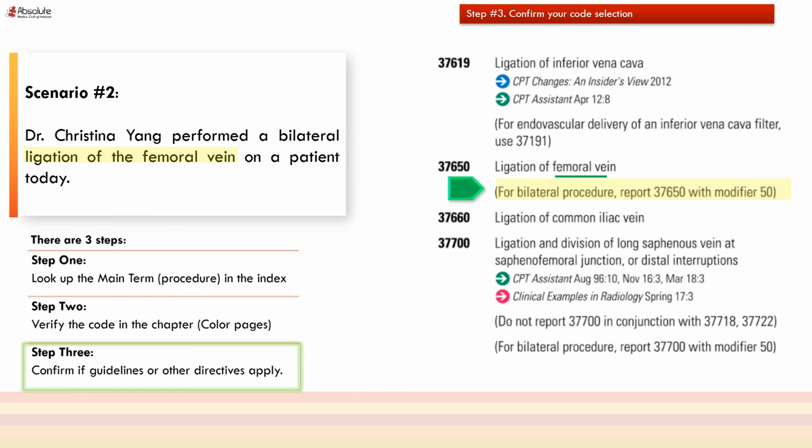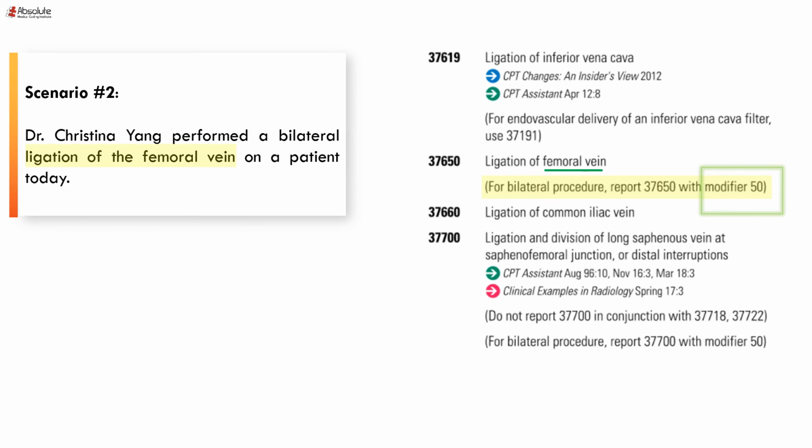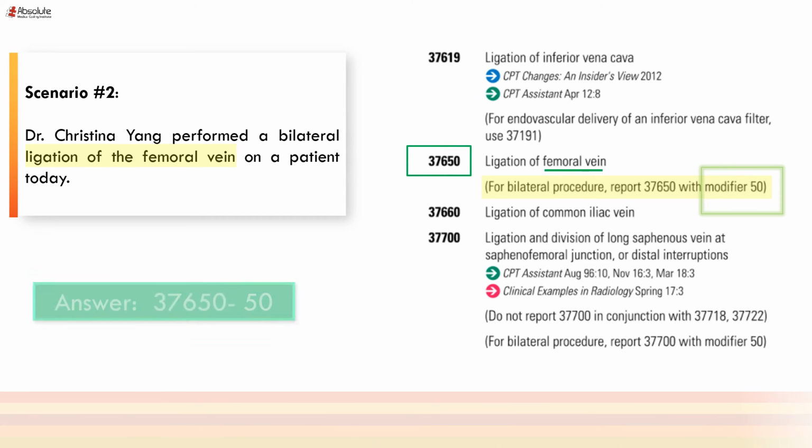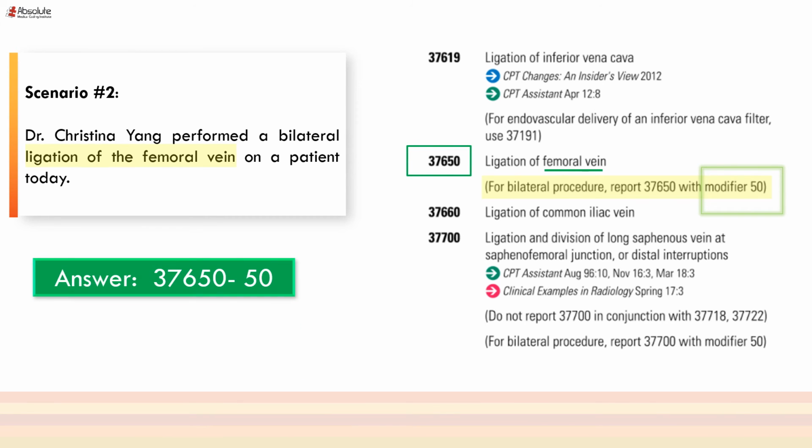So, thank goodness that we followed through and confirmed our code selection, because with that information, now we know what would be the appropriate code for this scenario. So, are you ready to reveal, coders? We got everything we need, so let's see what's going to be the proper code. After following our 3 steps to looking up a CPT code, now we know that the answer for this scenario is going to be code 37650 with modifier 50. Now, if you got it, great job.